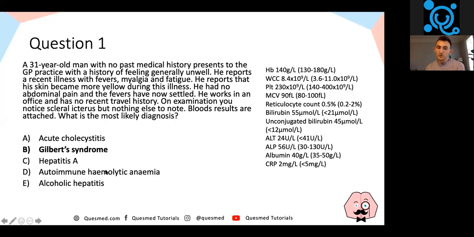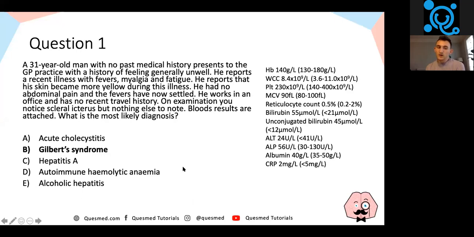The reason it's not acute or autoimmune hemolytic anemia is that the reticulocyte count is normal. And with the hemolytic anemia, you would expect the reticulocyte count to be raised. And with that, the MCV would be raised because reticulocytes are slightly larger cells than red cells. So that would increase your MCV. And it's not alcoholic hepatitis because this would also cause the ALT to be raised.